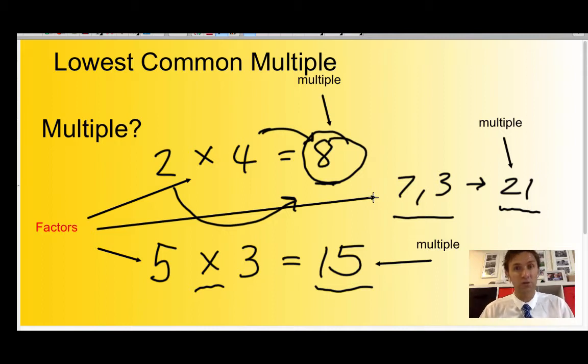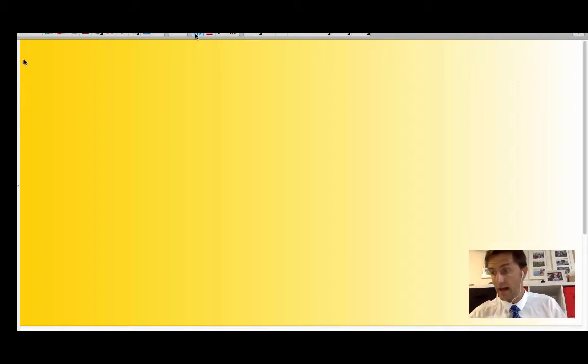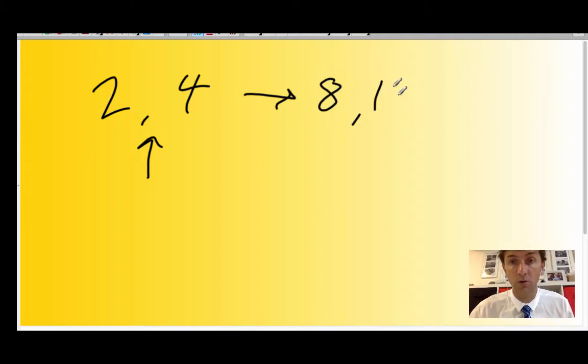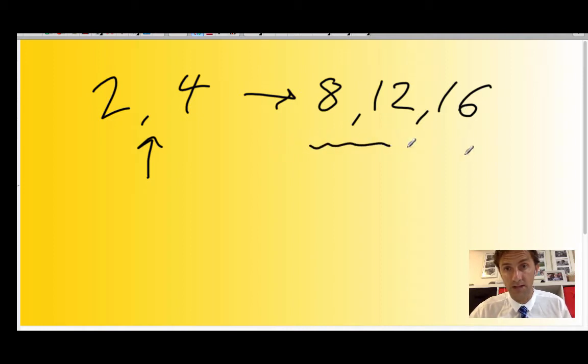Here's some more factors and multiples. Let's have a look at a couple more. For example, you've got 2 and 4. These are your factors over here, and 2 and 4 both go into 8, don't they? What else do 2 and 4 go into? They both go into 12. What else do 2 and 4 go into? They go into 16, right? So there could be many different multiples. You don't just have to have one multiple. You can have lots of different ones.